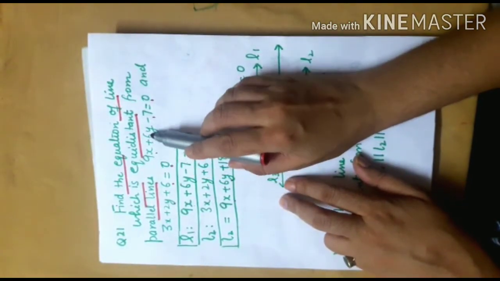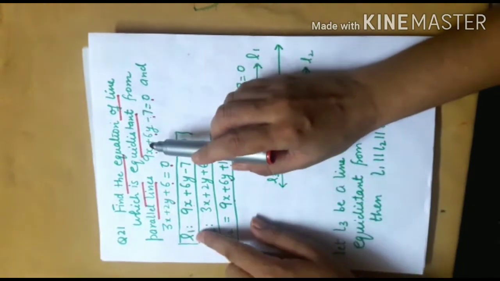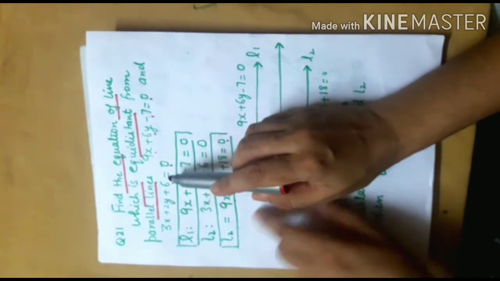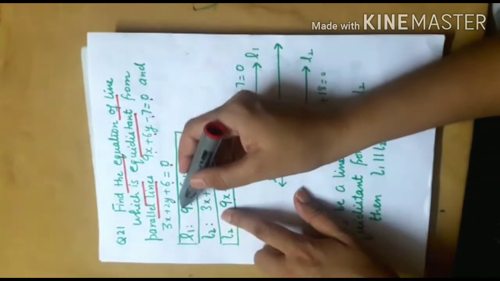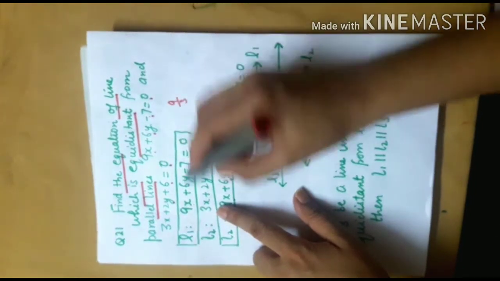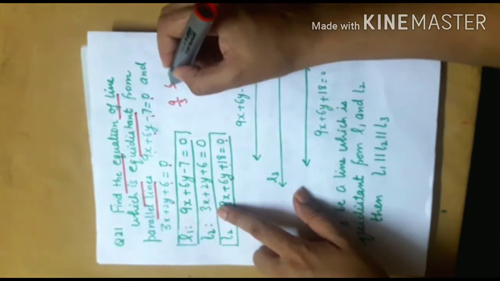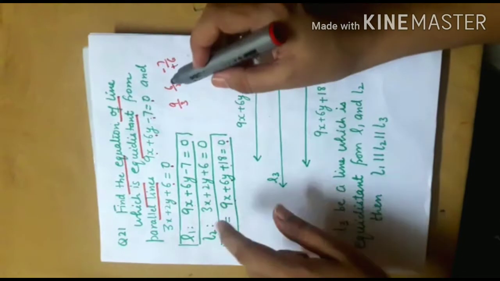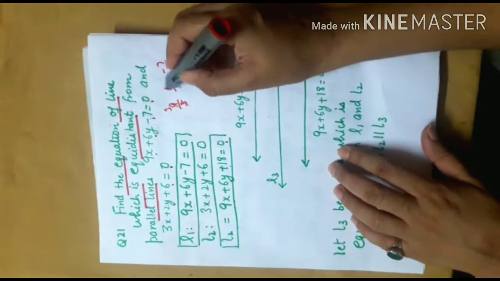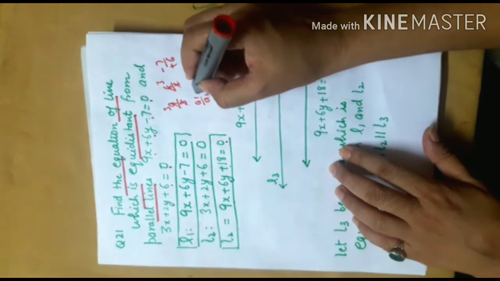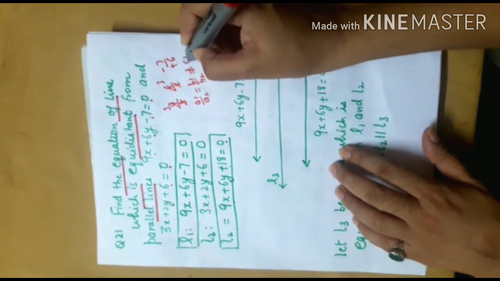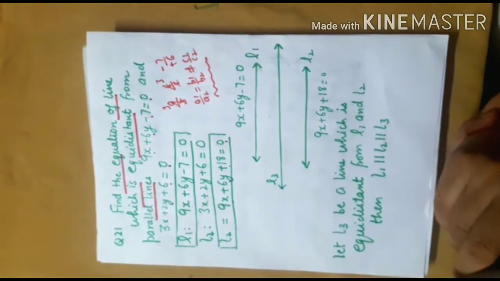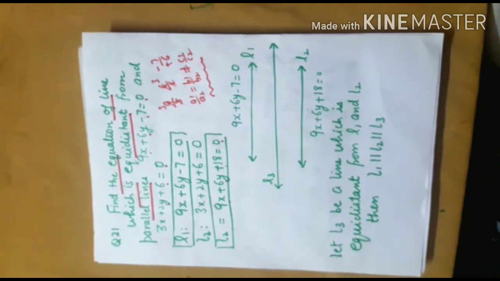Let the line 9x + 6y - 7 = 0 be denoted L1, and the line 3x + 2y + 6 = 0 be denoted L2. Now here you can see 9 over 3, this is 6 over 2, and this is -7 over +6. So this is 3, this is 3. So a1/a2 = b1/b2 ≠ c1/c2. You learned that this is the condition for parallel lines. You learned this in your class 10th.